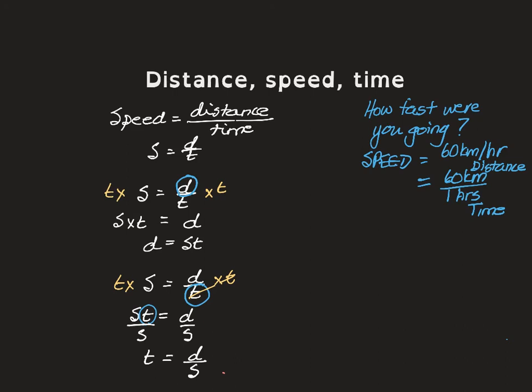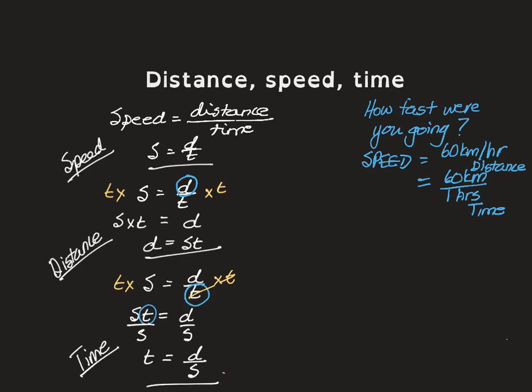So here's a formula for speed. Here's a formula for distance. And here's a formula for time. You only need the first one, the speed formula, because it's possible to work out the other two from it.